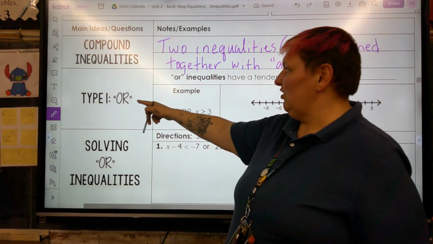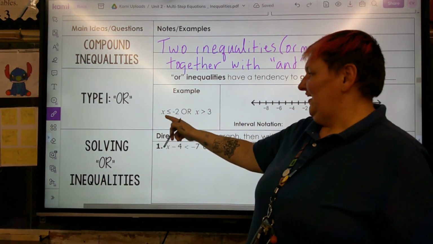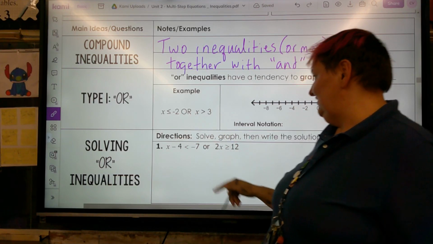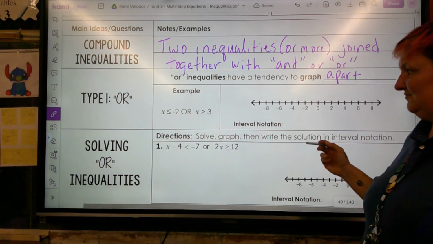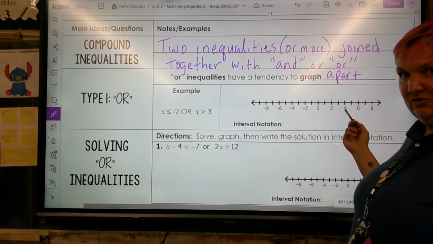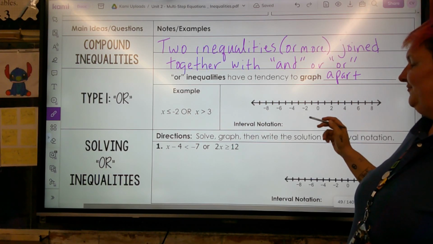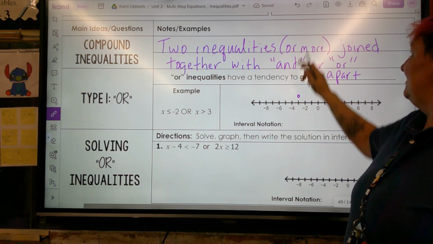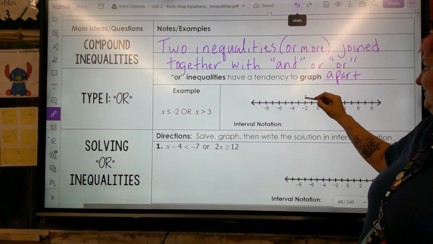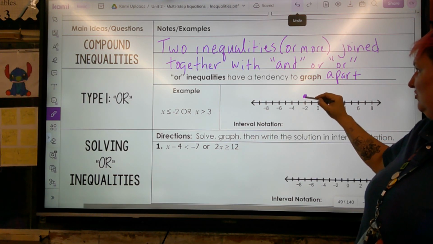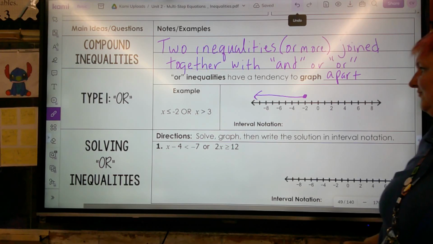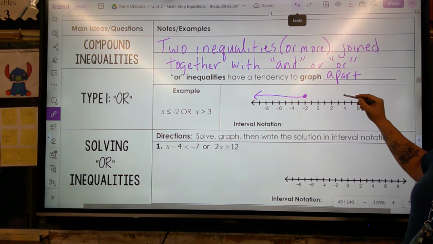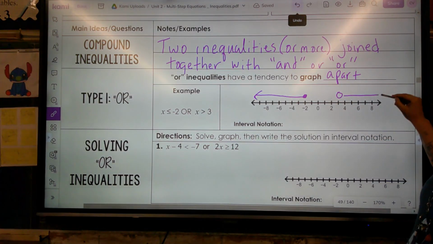Type 1 are "or". So, x is less than or equal to -2 or x is greater than 3. So, we graph them. Closed circle, open circle, left or right. We know how to do all this, right? If it's less than or equal to -2, then it's going to be a closed circle and it's going to go left. If x is greater than 3, it's going to be an open circle and it's going to go right.